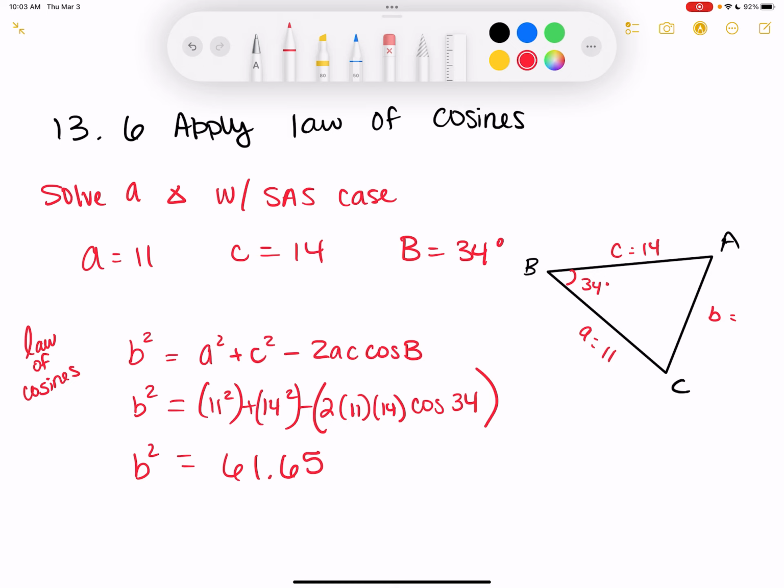So b squared is equal to that, but I need b, not b squared. So I need to take the square root. That gives 7.85. Now we round to the nearest whole number.